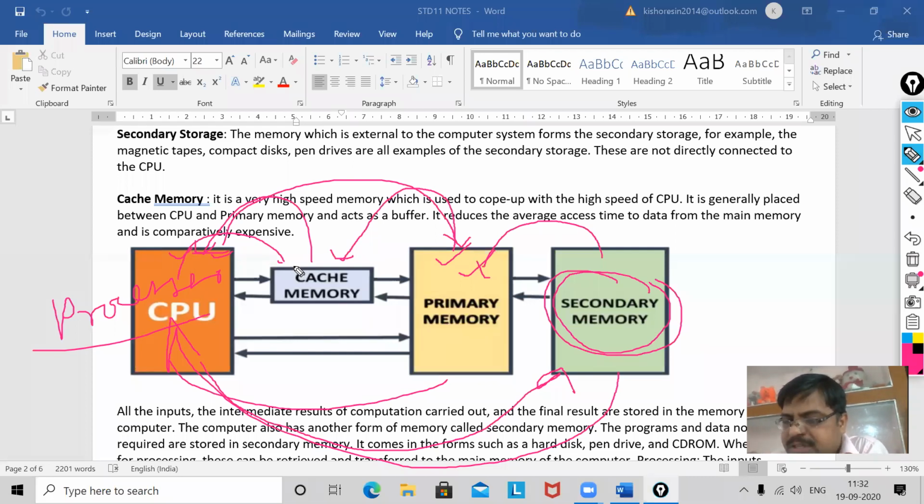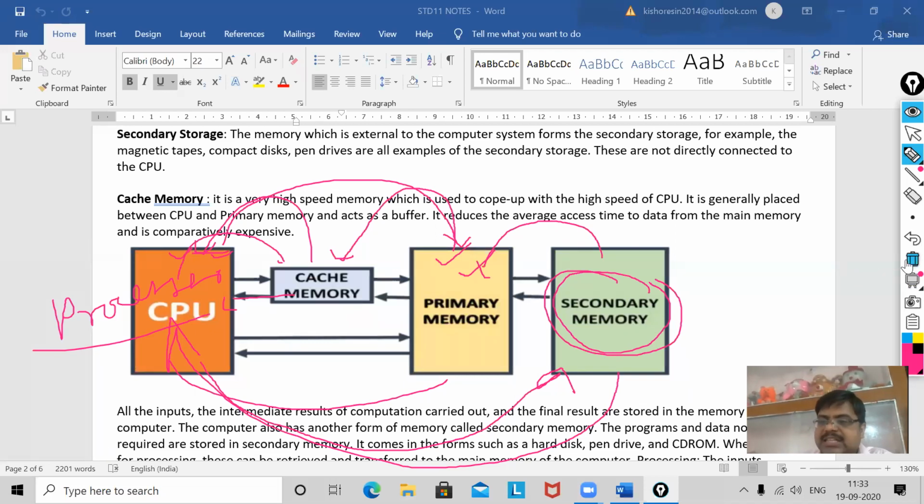Because some of the information which is stored in the cache memory does not have to be given again by the primary memory or the secondary memory. Directly it will just send the data to the processor. This is the main concept of cache memory. So if you have the cache memory, your work efficiency will be faster. Computer work efficiency will be faster.